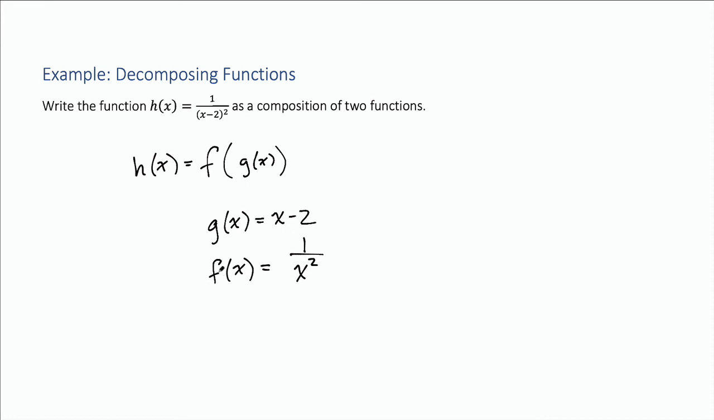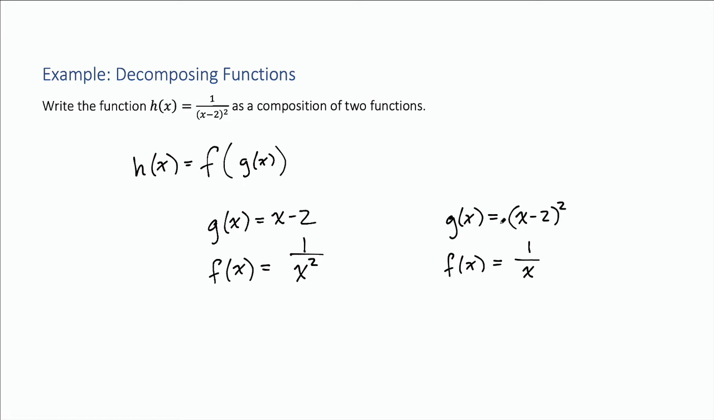This is one way that we could write two functions where h of x is the composition of those two functions. Now that's not the only option. Let me just show you one other. We could have said let g of x be x minus 2 squared, and then the only thing left to do would be 1 over that thing, so f of x is 1 over our input. So these are two options, and not one of them is the right answer. They're both correct answers, and you could do either one. It's totally fine.